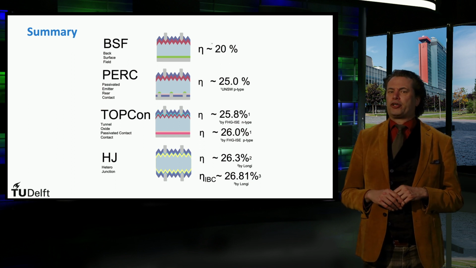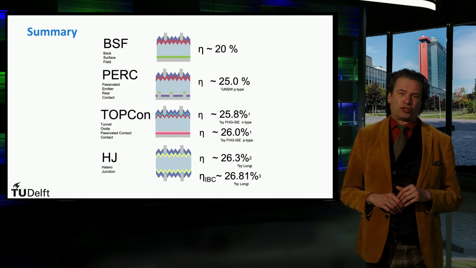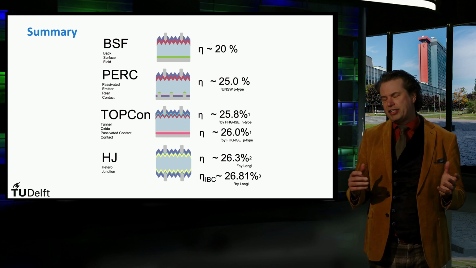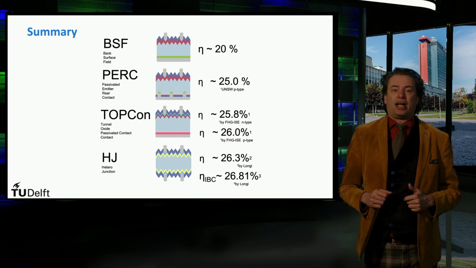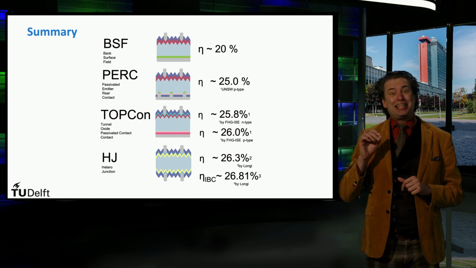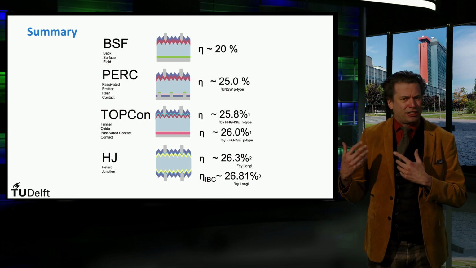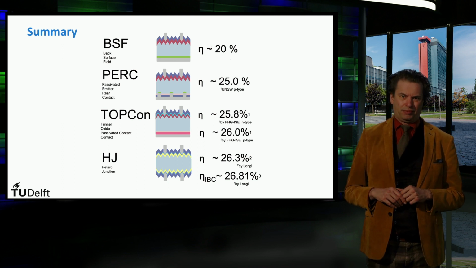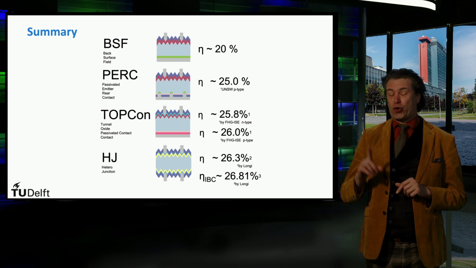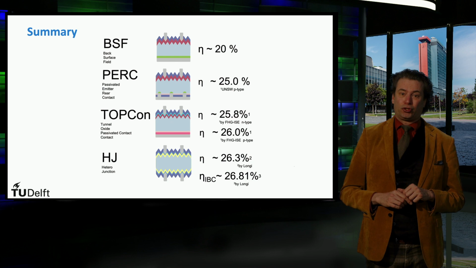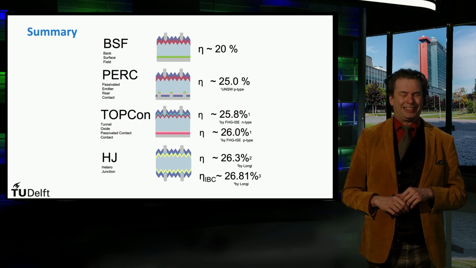LONGi has demonstrated the current record efficiencies for the heterojunction solar cell: 26.3% for a monofacial front contacted cell and 26.81% for the interdigitated back contacted cell. This is the current world record for crystalline silicon-based solar cells under standard test conditions.